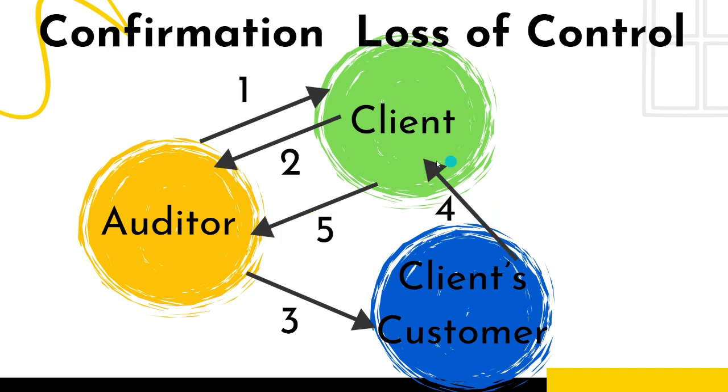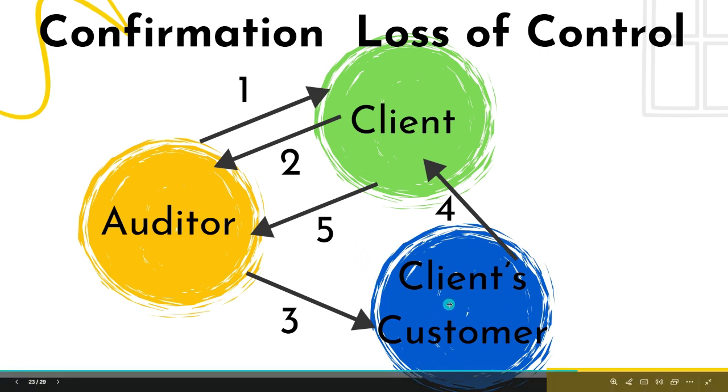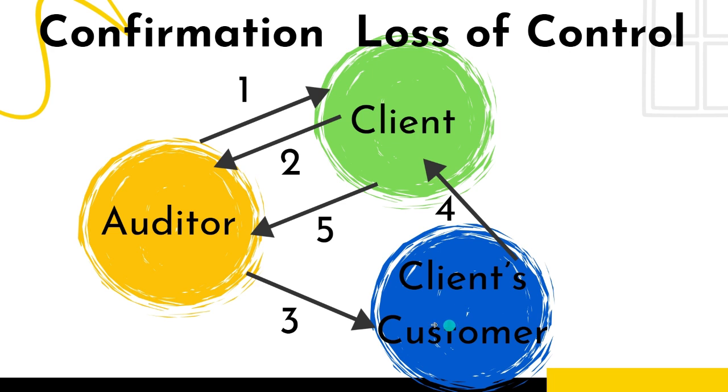Now here's an example where we have lost control. So we still have 1 and 2 doing the same thing. We have 3 going to the client, but then the client's customer sends it back to the client before it comes to us. This makes this external internal, because it's coming from the client's customer, but it's going to the client before it makes its way to the auditor. This is a big no-no because we have lost control in this example.